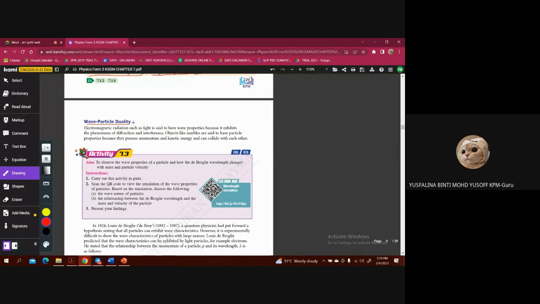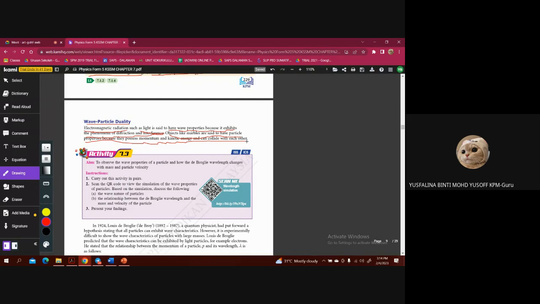But at the same time, it can also act as a particle, right? Because we assume the energy of the light moves in packets that we call photons. So electromagnetic radiation such as light is said to have wave properties because it exhibits the phenomena of diffraction and interference. This is what I told you just now. Objects like a marble are said to have particle properties because they possess momentum and kinetic energy and can collide with each other.